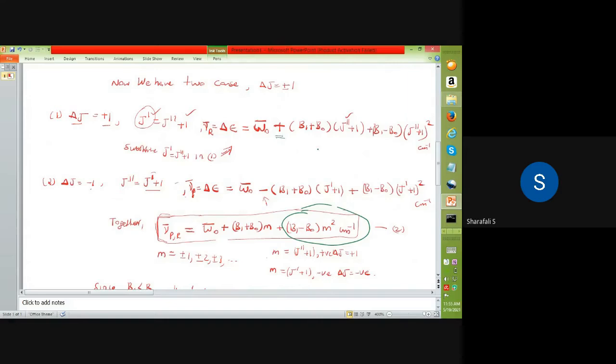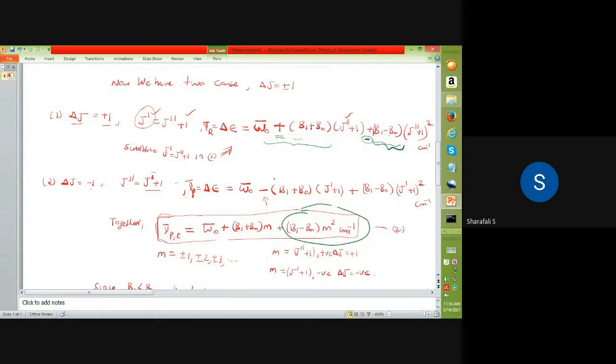For the R branch, we have a positive term here, and this term will always be negative because B1 minus B0 is negative. So we get a negative term. When you consider the separation between each of the lines in the R branch, it will be reduced in each case, because when you have a minus sign here, it will always be subtracted from this quantity. So the separation between lines in the R branch will always be reduced.